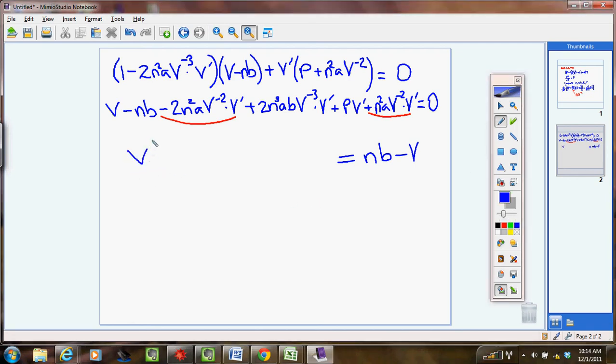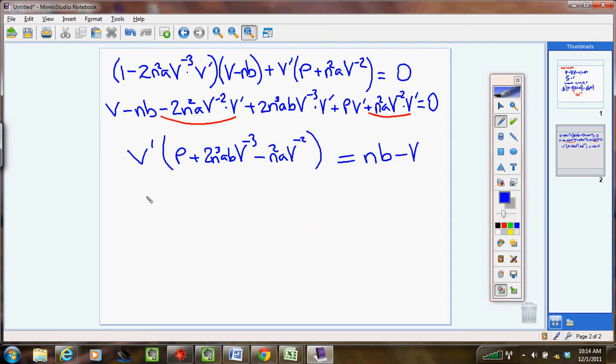I'm going to have a v prime. What's left? The combination of those, but that's going to be negative, so I'll deal with that last. Let's factor the v prime out of here first. I'll have a p. Factor the v prime out of here. I'll have a 2 n cubed ab v to the power of negative 3. And then when I combine those two, I get a negative 1 n squared a v to the power of negative 2. So I'll have a minus n squared a v to the power of negative 2. And that's what I have left over here.